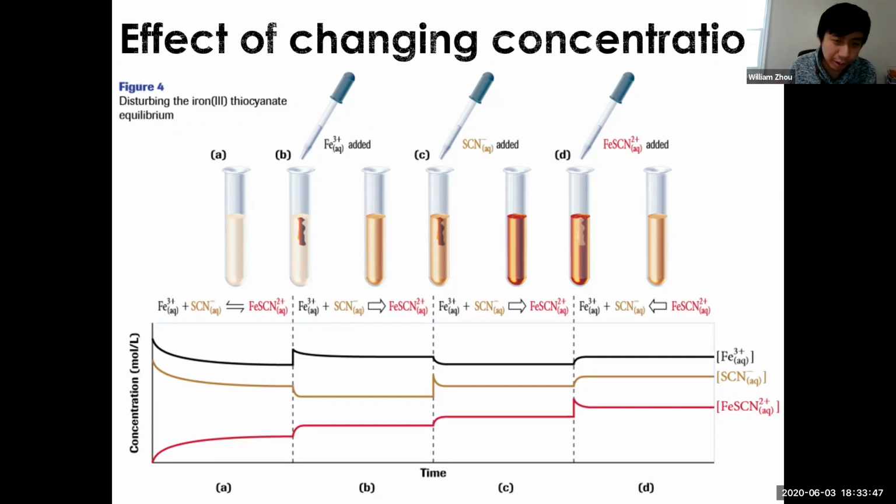Now let's disturb the equilibrium. So with part B, you take a dropper and you add some iron 3+ into your test tube.